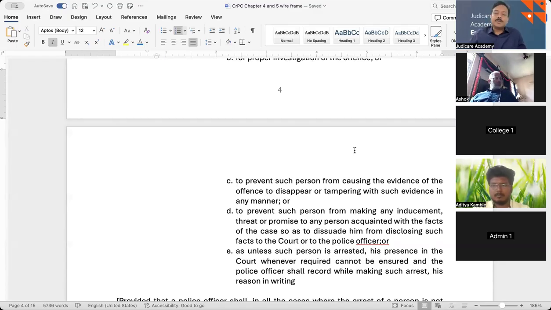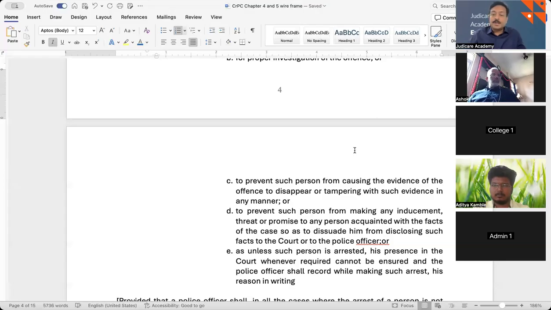Or to prevent such person from making any inducement, threat, or promise to any person acquainted with the facts of the case, so as to dissuade him from disclosing such facts to the court or to the police officer. Or, unless such person is arrested, his presence in the court whenever required cannot be ensured.